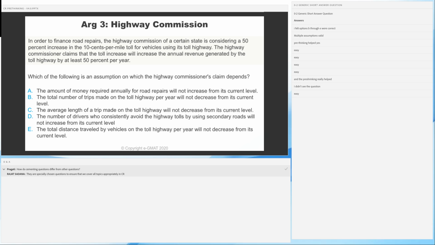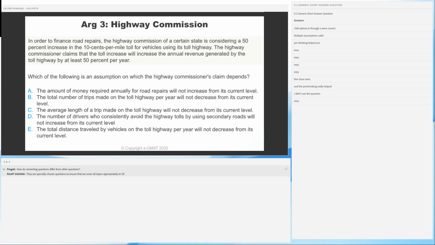I thought B and E were correct. Yes, B and E are confusing. In this question, you have 4 strengtheners. B, C, D, and E are all strengtheners. Only one of them is an assumption. All right. There's only one assumption, not multiple.